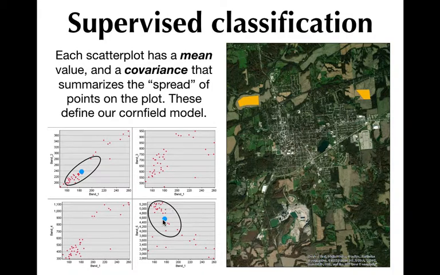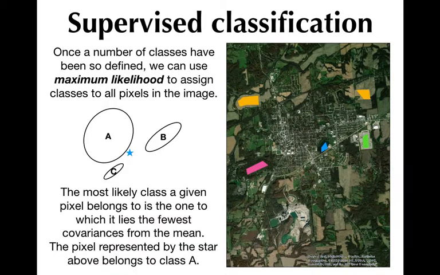Okay, well, once we've defined means and covariances for every possible pair of bands for a cornfield, and then once we've defined not only cornfields, but forest and pond and building, etc. Once we've defined a number of classes, we can use the maximum likelihood technique to assign classes to all pixels on the image. So we've taught it what a cornfield looks like, and it can now identify cornfields in other areas of the image based on the model that it creates from the two that we've defined.